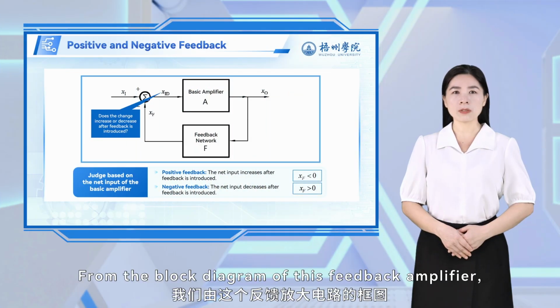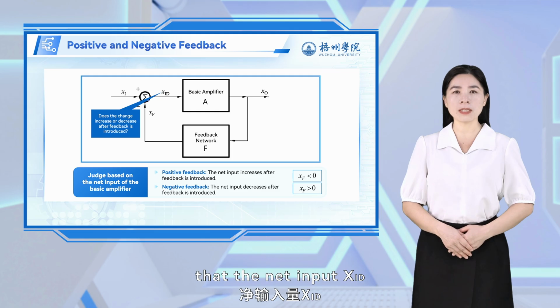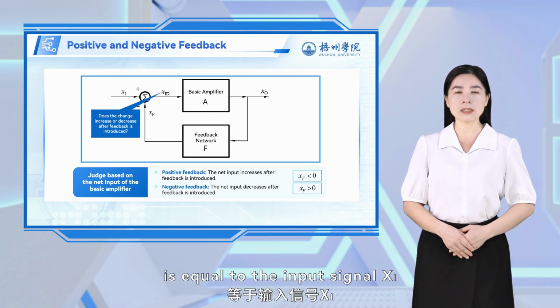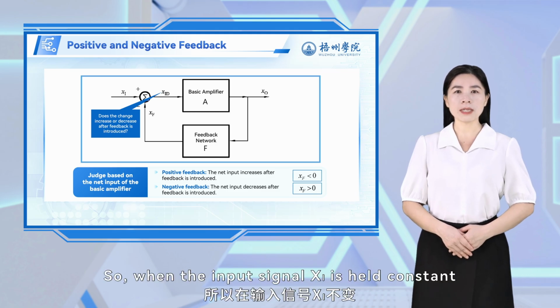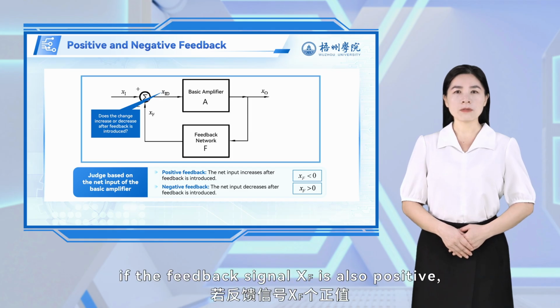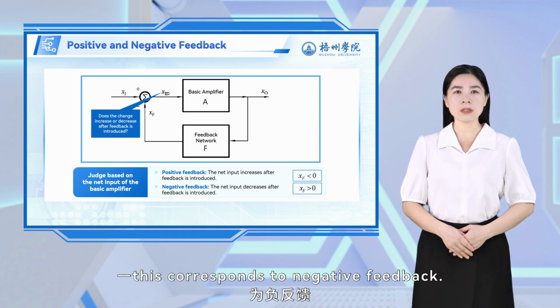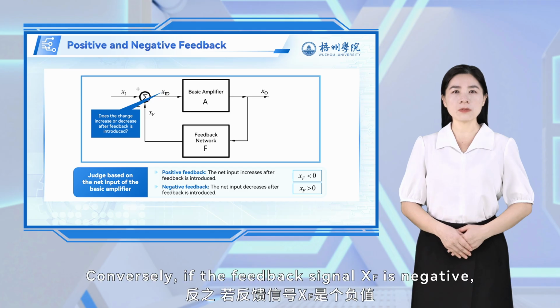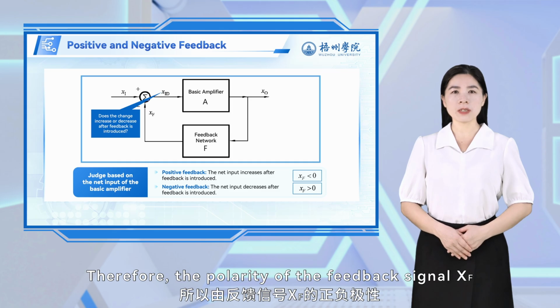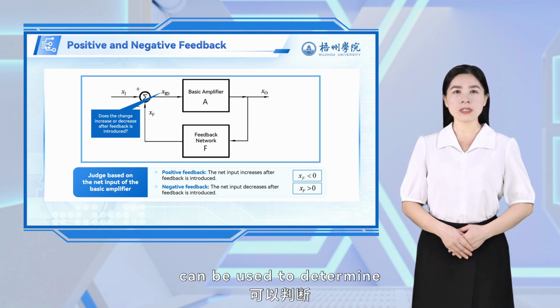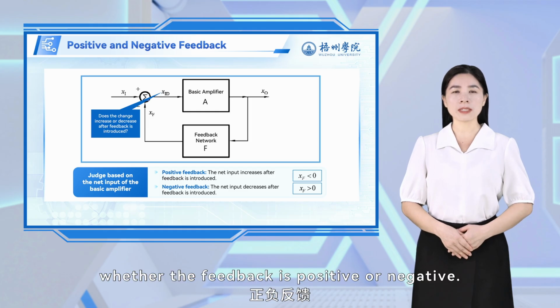From the block diagram of this feedback amplifier, we can see that the net input Xid is equal to the input signal Xi minus the feedback signal Xf. So, when the input signal Xi is held constant and is positive, if the feedback signal Xf is also positive, the net input decreases. This corresponds to negative feedback. Conversely, if the feedback signal Xf is negative, the net input increases. This corresponds to positive feedback. Therefore, the polarity of the feedback signal Xf can be used to determine whether the feedback is positive or negative.